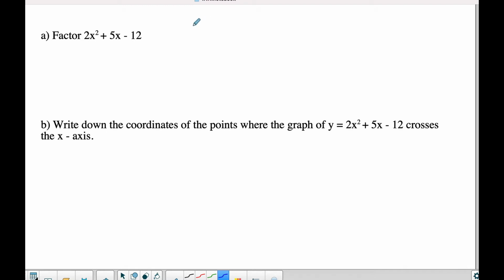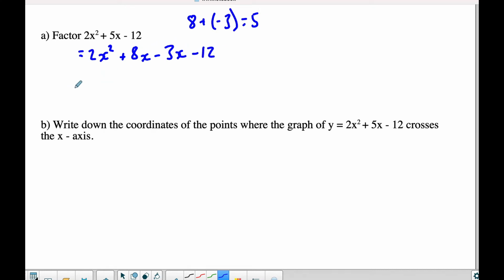So the two numbers are going to be positive 8 and negative 3, because 8 plus negative 3 is 5, and 8 times negative 3 is negative 24. So we're going to split this middle term, decompose it into plus 8x, subtract 3x, and then we have minus 12.